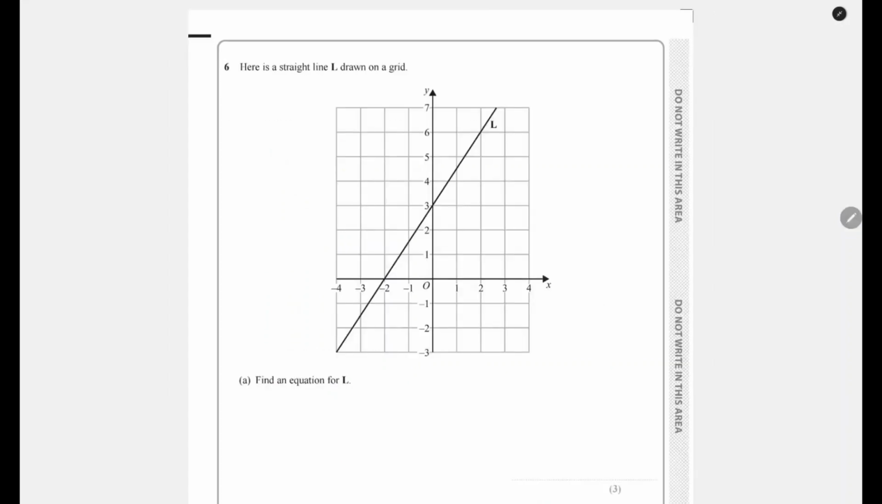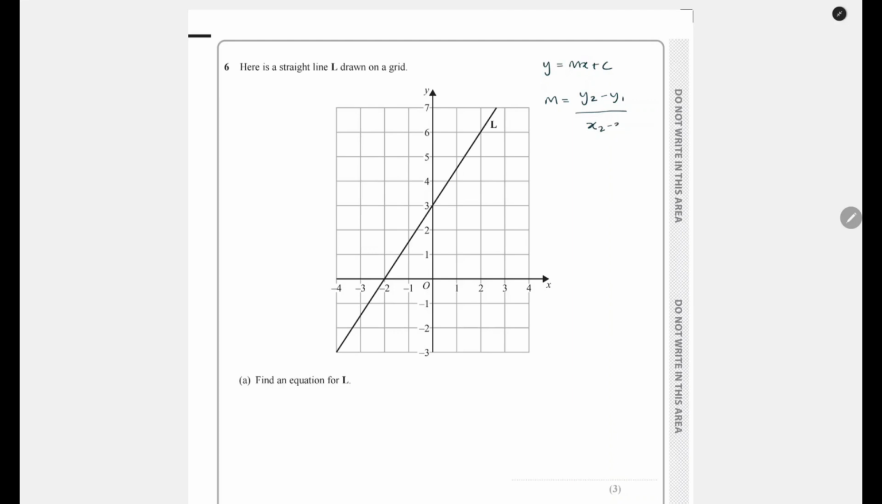Question 6 is about straight lines. We have a straight line L drawn on the grid, and it's asking us to work out the equation of L. The general formula for a straight line is y equals mx plus c, where m is the gradient, and we can work that out by finding the change in y over the change in x.